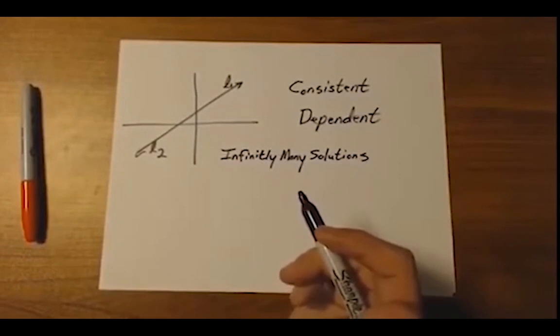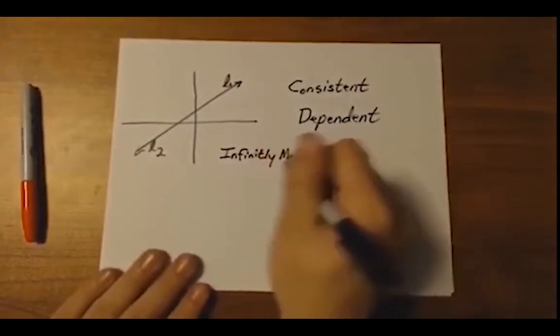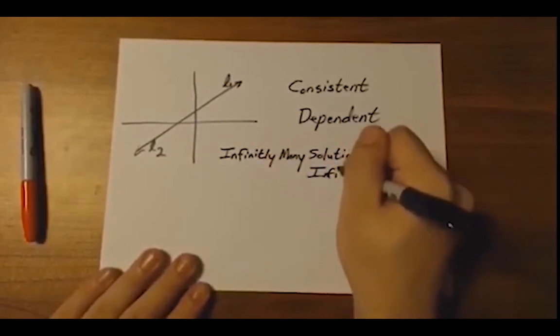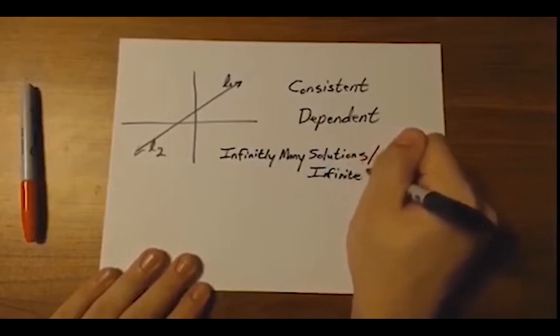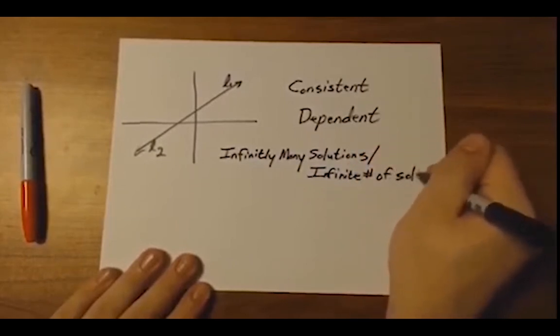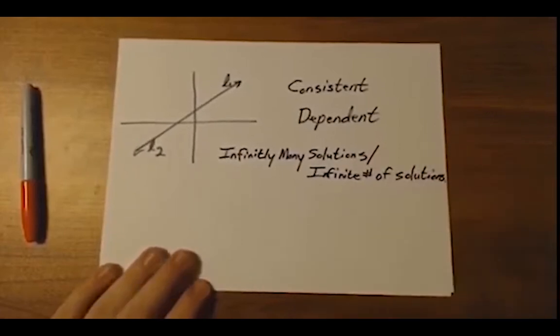And apologies if there should be an E in there. I'm not a spelling guy. I'm a math guy. I do know you could also just say infinite number of solutions. I know there's an E on that. I don't fall into that trap.